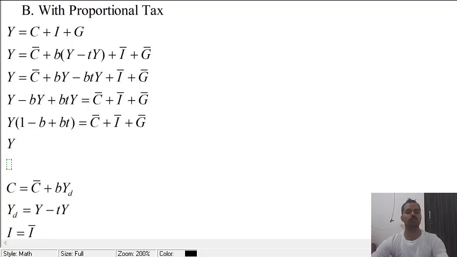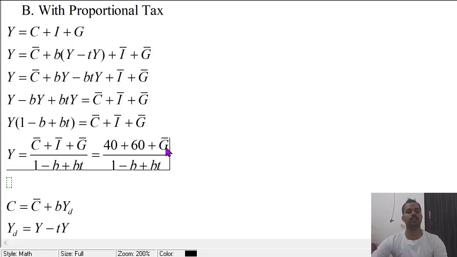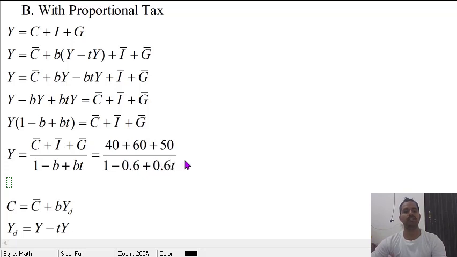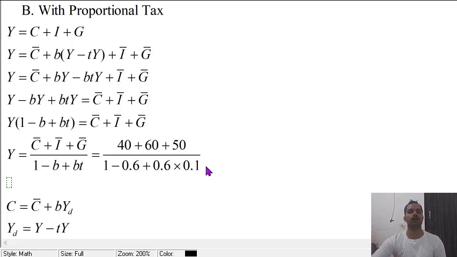And now when you solve it for Y, you find autonomous components divided by 1 minus b plus bt. This is our equilibrium national income. Now if the values of these variables are given, we can find the equilibrium national income. For example, let us follow the earlier example, like C was 40, I was 60, and G was 50, and b was 0.6, and t is new, so in place of t we will assume 0.10, that is 10% is taken as taxation, so we can write 0.1, which simply means 0.10 or 10%.